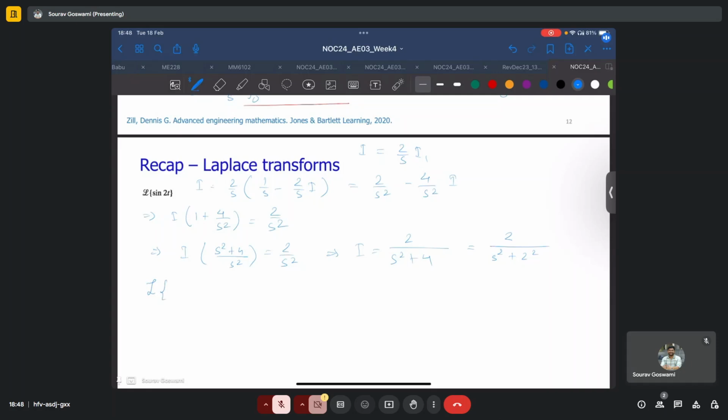Thus, the Laplace transform of sin 2t becomes 2 by s square plus 2 square, or more generally, the Laplace transform of any function sin at equals a by s square plus a square. Again, remember this is the formula that we already saw.